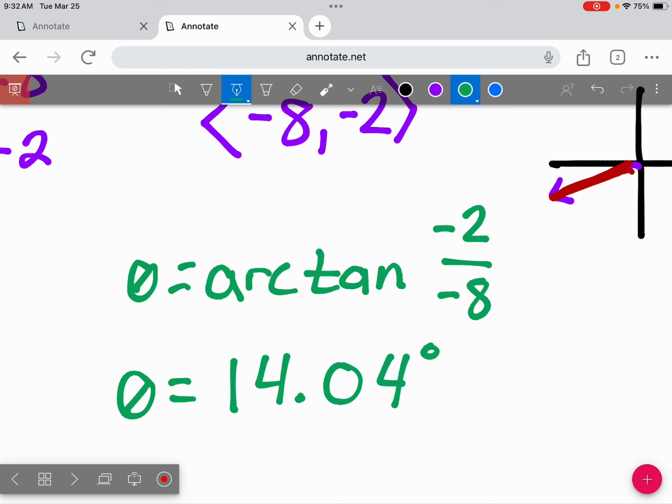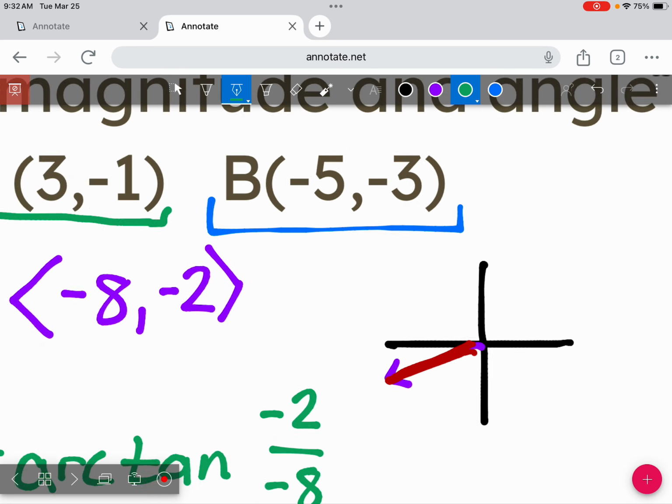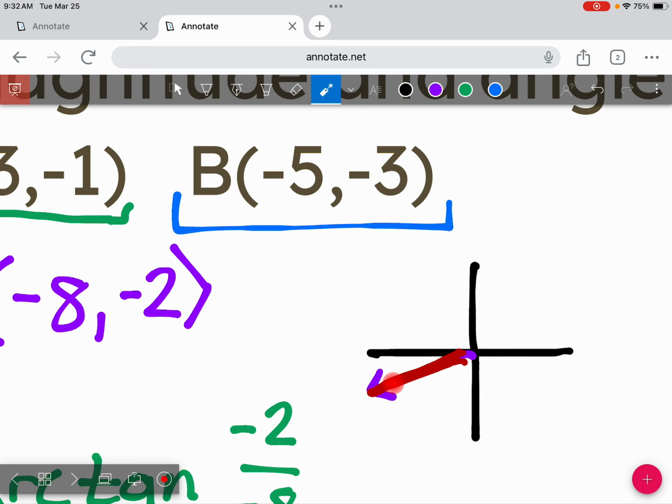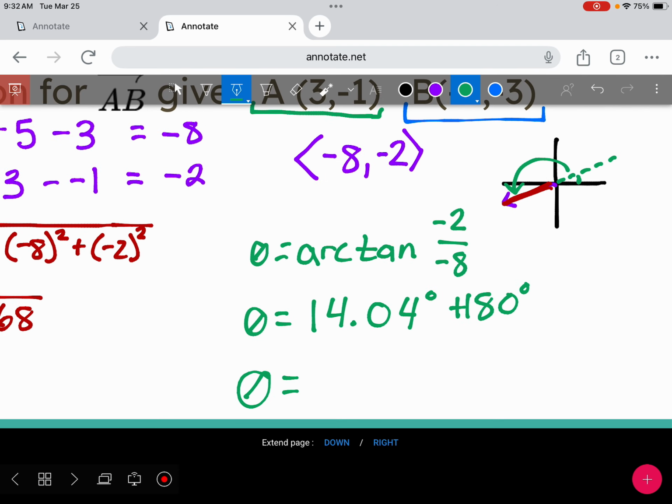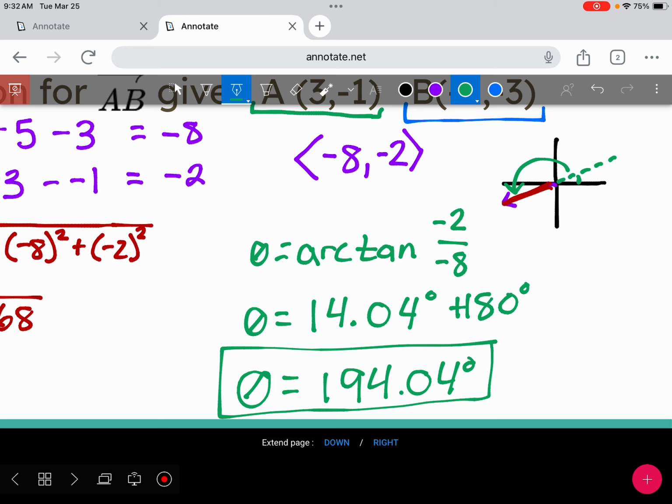Is that in quadrant 3? What quadrant's that one in? 1. How do I figure out the angle that gets us in quadrant 3? Because the one that we just found was this guy. Yeah. Because inverse tangent is going to give us something in quadrants 1 or 2. So to get our quadrant 3 angle, we need to add 180. So the actual measurement of our theta is going to be what? 194.05. This guy is the theta for our vector, our angle, because it needs to be in quadrant 3.